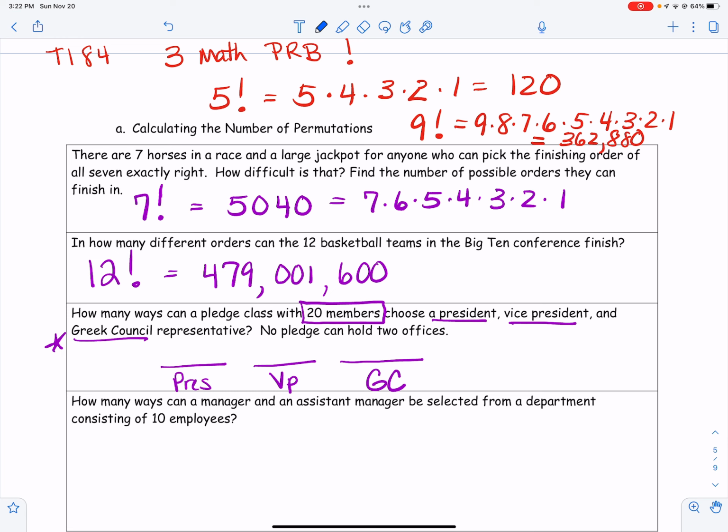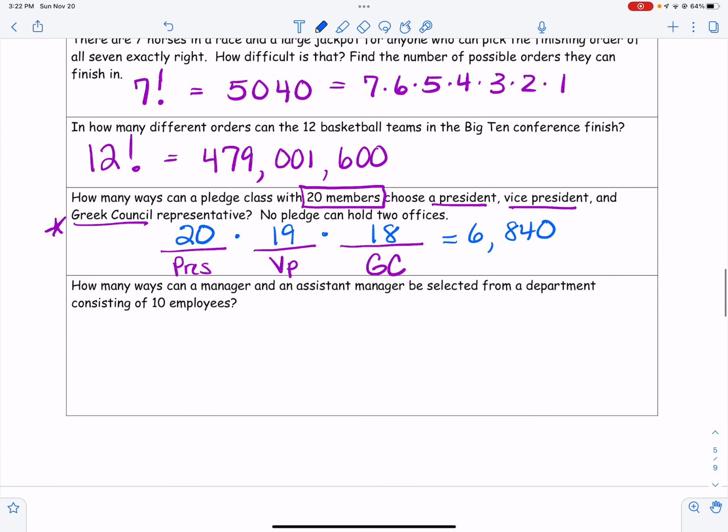So you've got 20 members and you can choose any one of those 20 people to be the president. But once you choose the president, then you only have 19 left to choose for the vice president. And then once you choose the vice president, then you only have 18 left for that. So this one is not a 20 factorial, okay? It is just 20 times 19 times 18, which says that you have 6,840 possible ways to get those positions filled, okay?